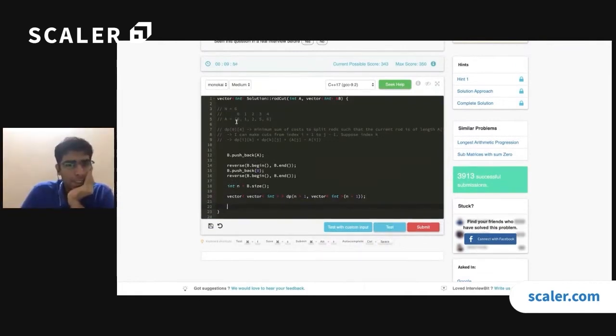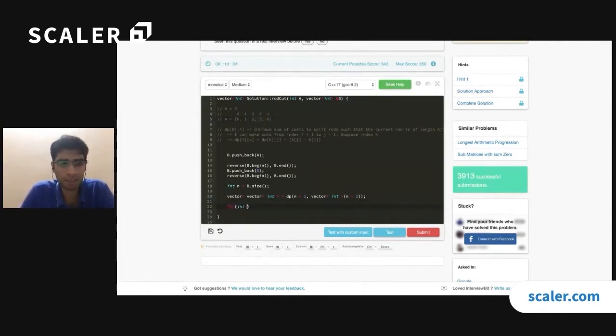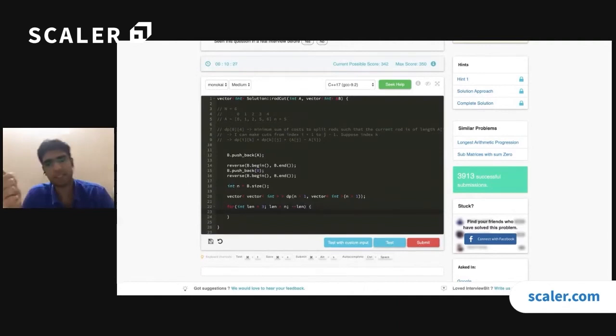The very first case will be of length 3, right? All the length 3 cases I have to handle, because that is where I can make a cut. So I can say for int length equals 3, and the maximum length will be n, right? 1, 2, 3, 4. So n will be, in this case, 5, so it will be length less than n, plus plus length. That will be the base case.